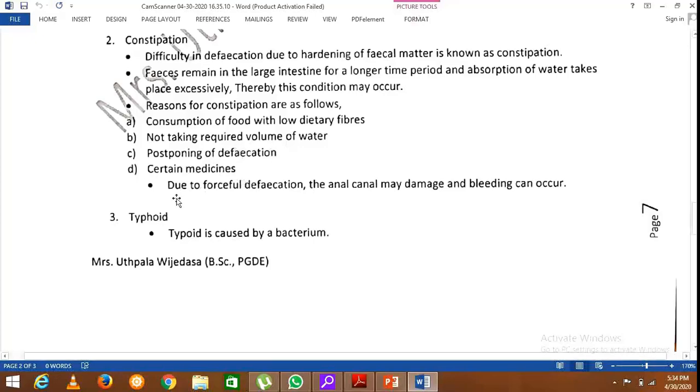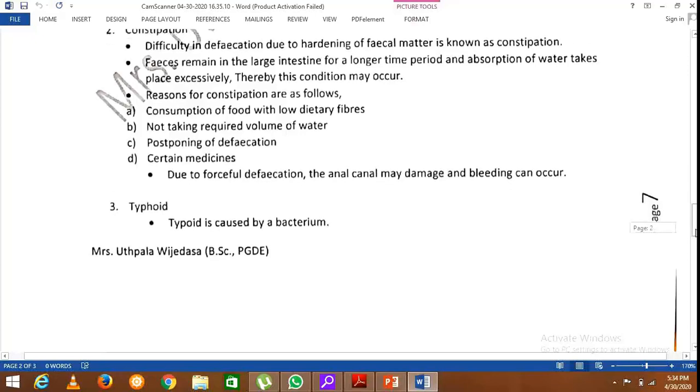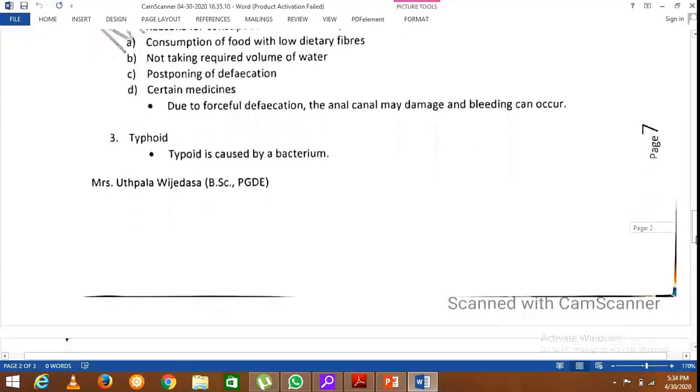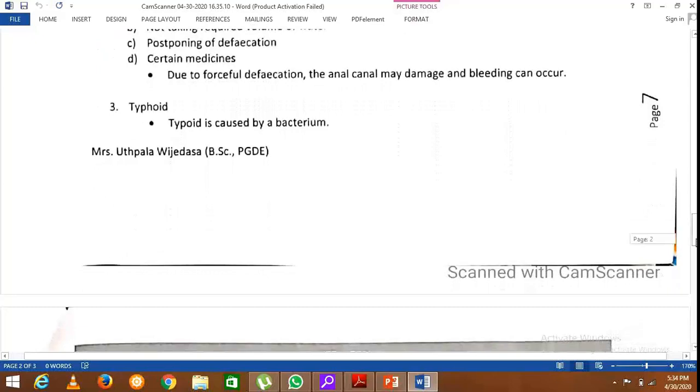Then certain medicines will also lead to constipation. Then due to forceful defecation, the anal canal may be damaged and bleeding can take place. So these conditions must be avoided, because all these can end up with severe conditions like cancer. Then the third disease is typhoid, which is caused by a bacterium.